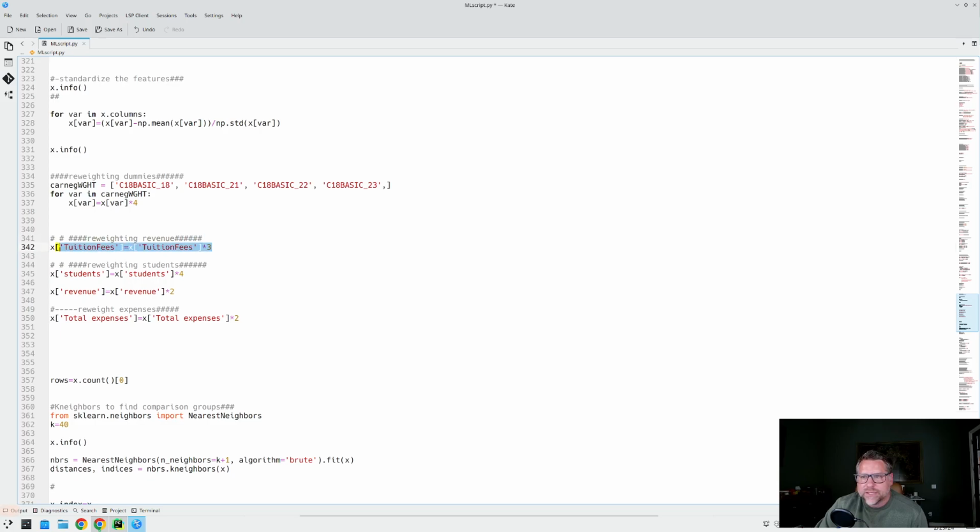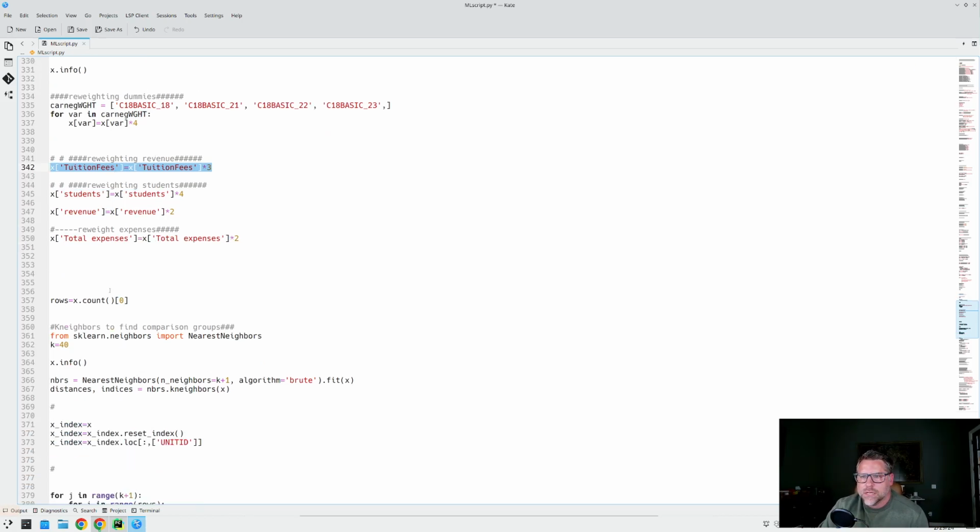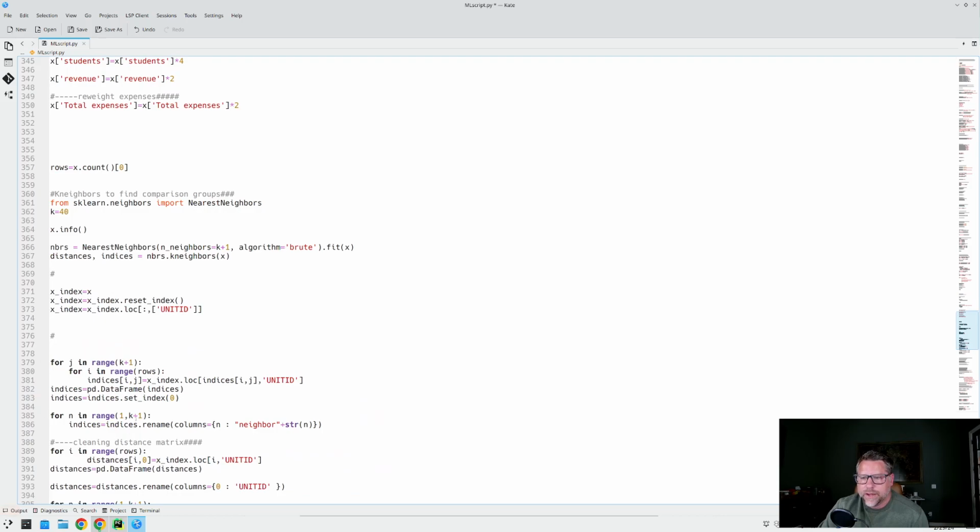By multiplying by 3, it basically means that the mean of the tuition and fee variable is going to be 0, but the standard deviation will be 3. All right. So it's on a bigger scale, essentially. It's going to put more weight on the tuition and fees. That's really it. Let me go back to my guide.